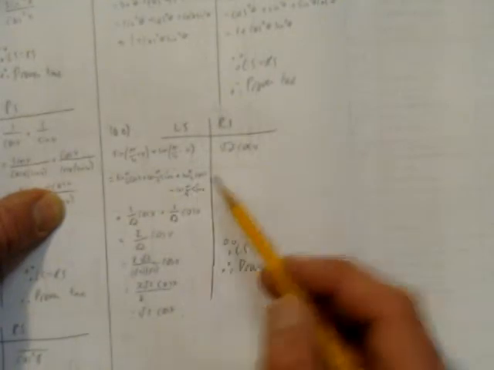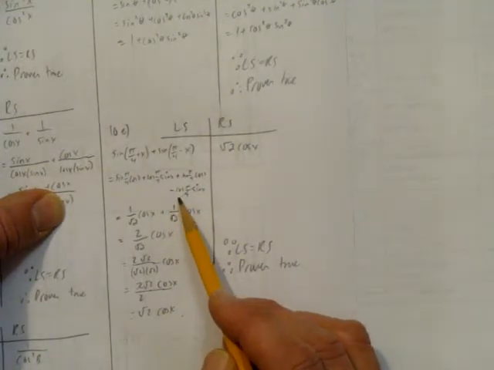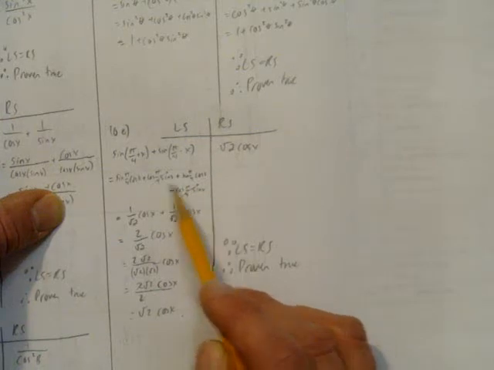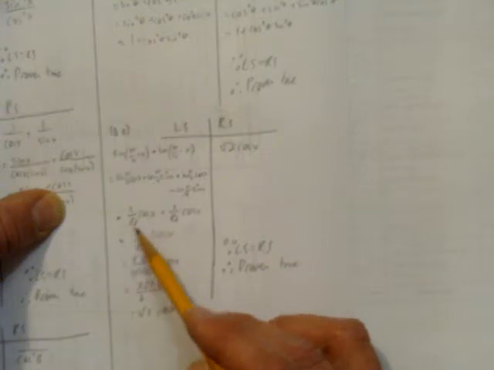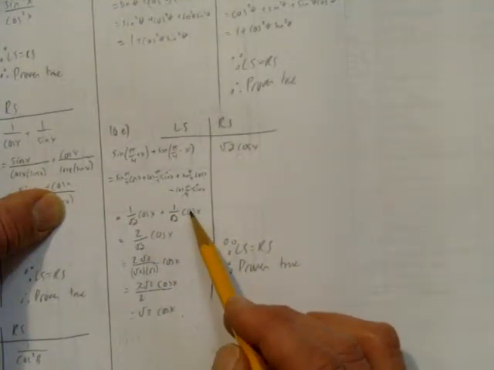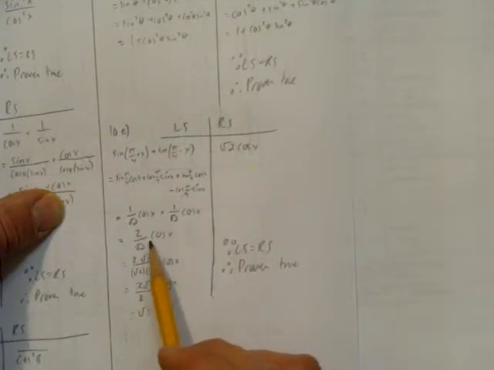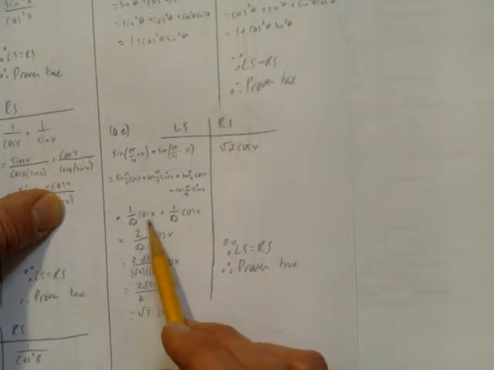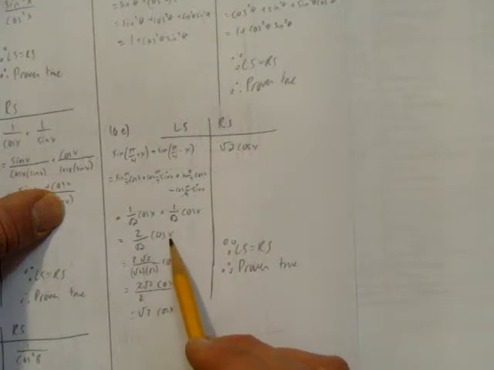What happened to these two pieces? Well, take a look closely. This is cos of pi over 4 sine x, and this is minus cos of pi over 4 sine x. This is just one thing, subtracting itself. I just canceled them out, which is great because now I'm left with a much smaller equation. So what can I do with it? Well, what I did here was say, look, this is 1 over root 2 cos x plus another 1 over root 2 cos x. You get 2 over root 2 cos x.